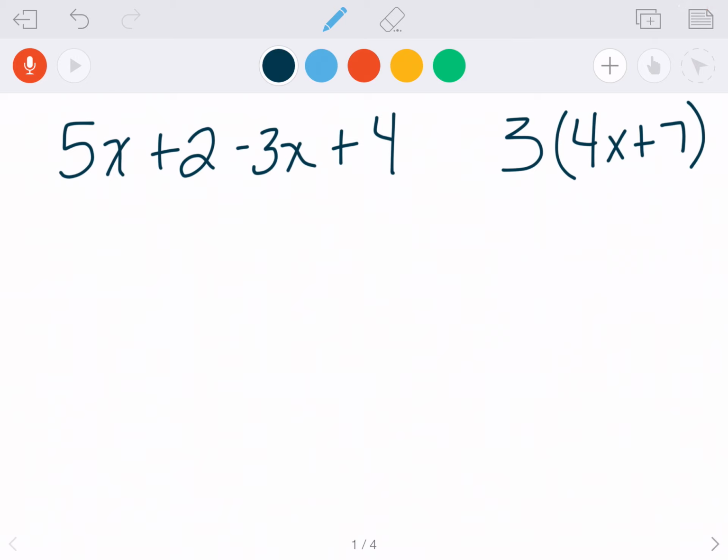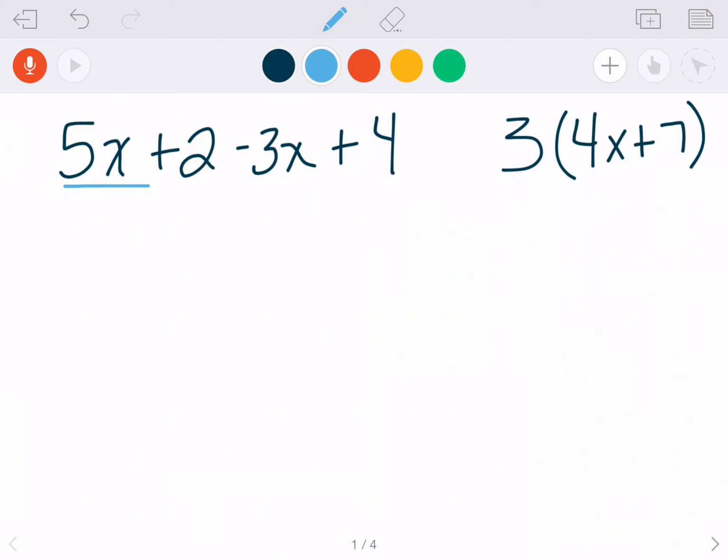Hey math friends. So what we're going to do today, we are going to review our expressions, how to combine like terms, distributive property, and then we're going to go in and do some complex expressions. So let's just review combining like terms really quickly.